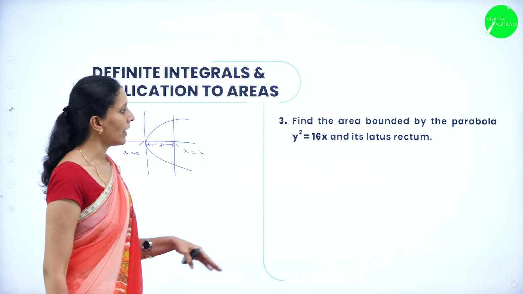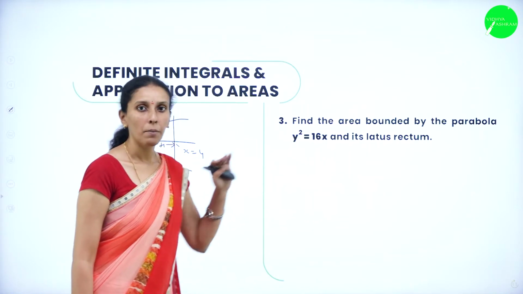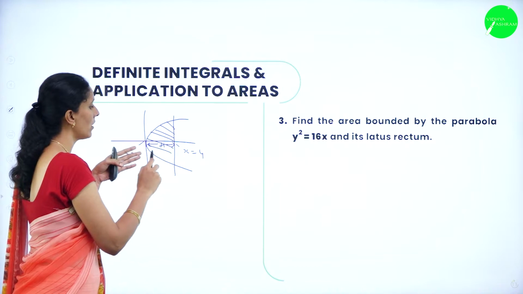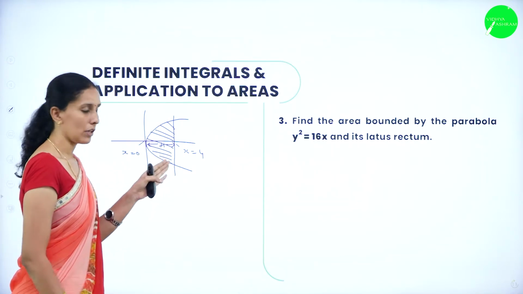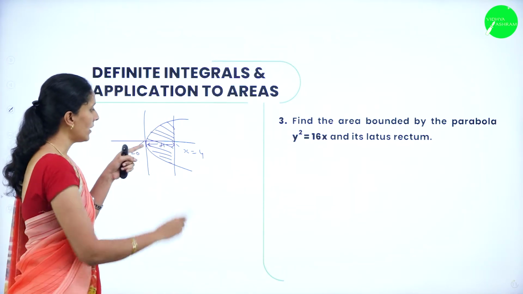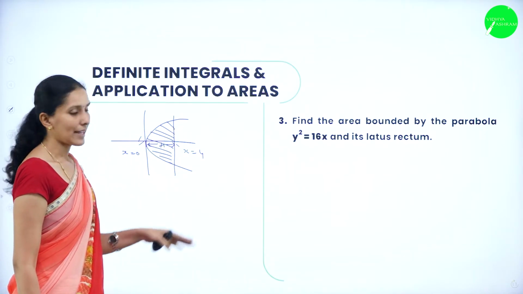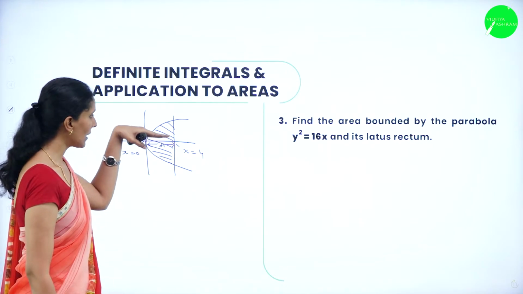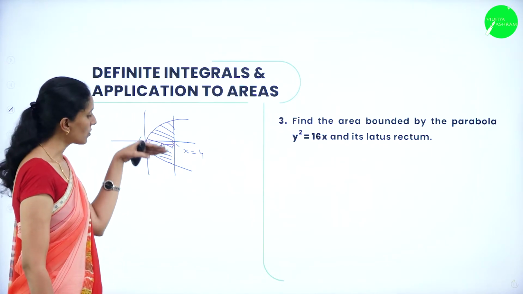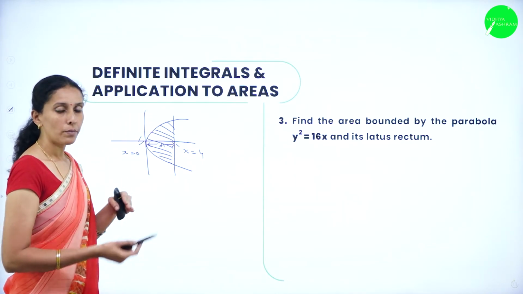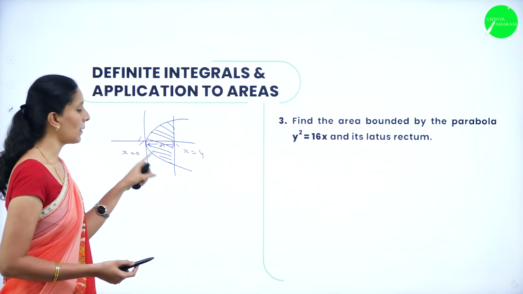Now we need to calculate the complete area bounded by the latus rectum. So that means we are taking both positive and negative curve here. So therefore we know that the parabola is symmetric about the x-axis here. So if you calculate the area of the upper half, this will be the same for the lower half. So if you calculate the area and multiply with 2, you will get the complete area here.